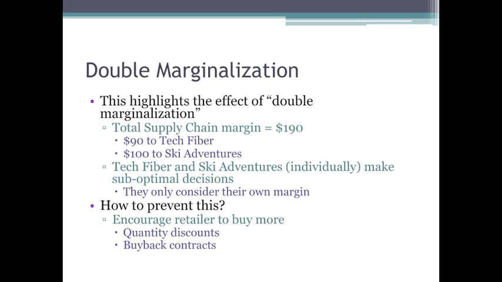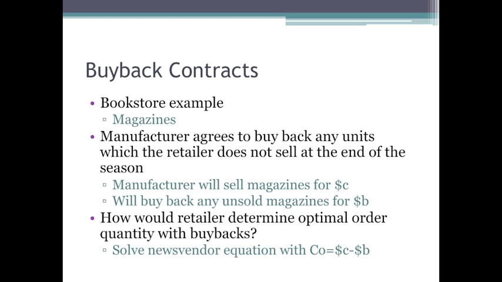So, how do we fix this? Well, how we fix this is we find some method to distribute risk and distribute reward across the entire supply chain. One easy method is what's known as a buyback contract. Bookstores, you see this fairly often. Magazines will generally buy back what doesn't sell. So, the manufacturer agrees to buy back any items which the retailer doesn't sell at the end of the season.